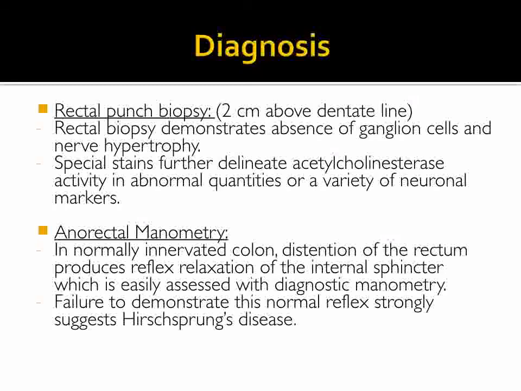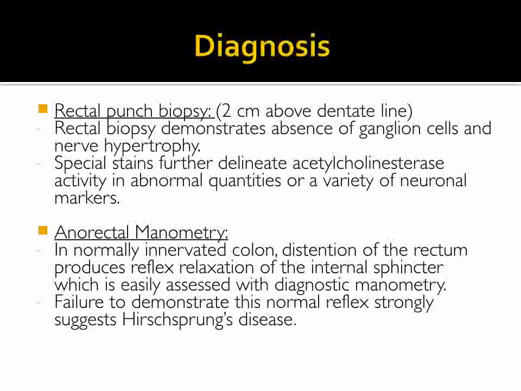Special stains can further delineate acetylcholinesterase activity in abnormal quantities, or a variety of neuronal markers. The third test to diagnose Hirschsprung disease is the anorectal manometry. In a normally innervated colon, distension of the rectum produces reflex relaxation of the internal sphincter, which is easily assessed with the diagnostic manometry, and this is called the rectoanal inhibitory reflex. Rectoanal inhibitory reflex means that distension of the rectum will produce relaxation of the internal sphincter.